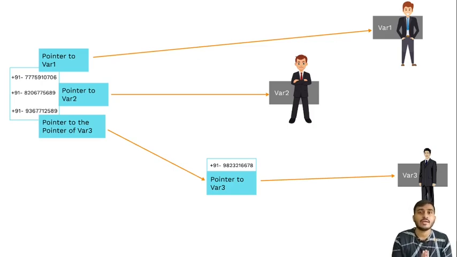Now let me tell you why we need pointers. If you think from the programming perspective, if we have var1, we can directly access var1 with its name. If you want to print the value of var1, you can directly write cout var1. If you want to change it, you can directly write var1 equal to 5, or var1 equal to var1 plus 10. You can directly do so.